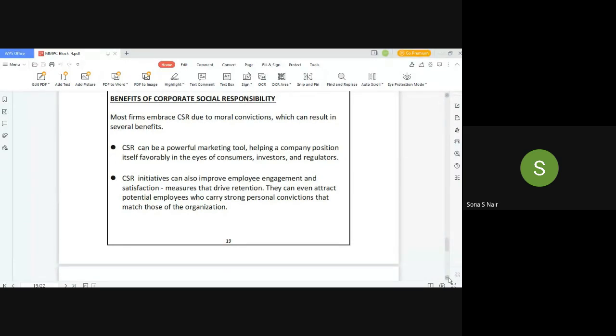It also helps in employee engagement because nowadays a lot of people are attracted to this kind of concepts. And if CSR activities lead to employee engagement and satisfaction, they also are measures that drive retention. If the personal convictions or the personal values of individuals or employees are very clearly associated with the values of the organization, people would like to join such an organization and then be committed to the organization also.